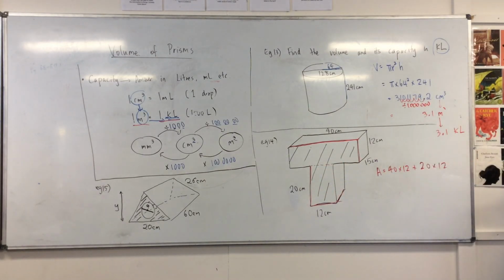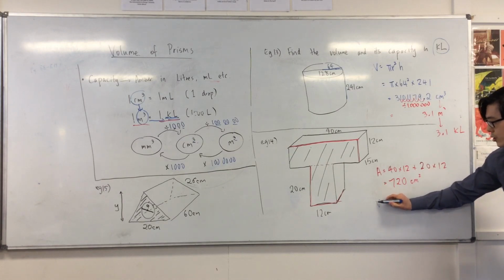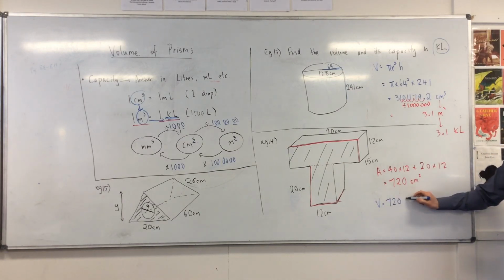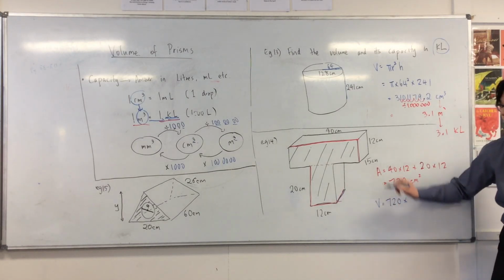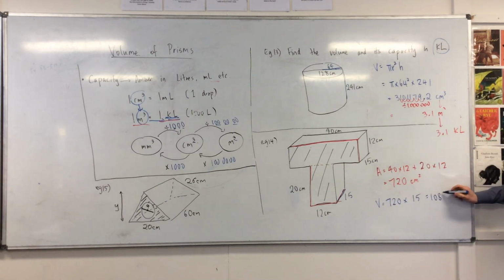Okay, so if I do that quickly, that's 720 square centimeters. So the volume is 720 times, girls, what's the thickness there? 15. Yeah, 15 there, 15 there as well. Pretty obvious. So 1,800 cubic centimeters.